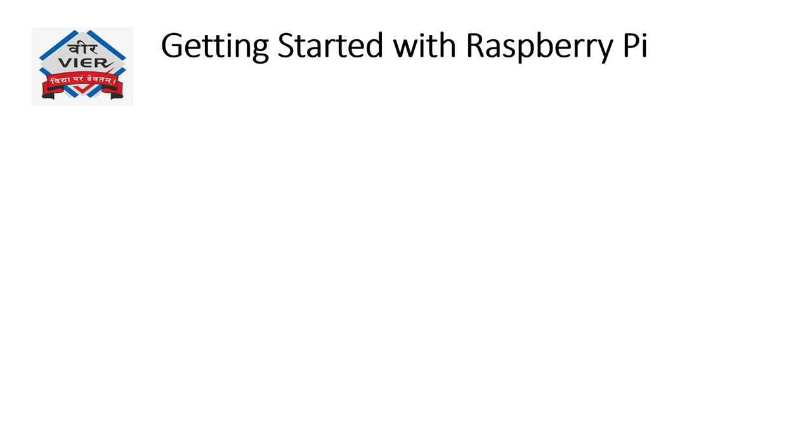Now getting started with the Raspberry Pi. To get started with the Raspberry Pi, we have to store the required operating system on an SD card. So now we have an SD card with the installed operating system and the Raspberry Pi board.